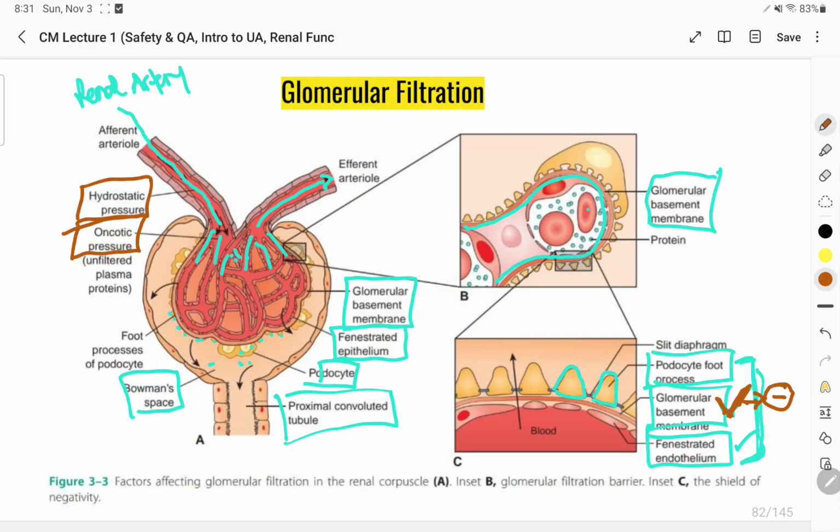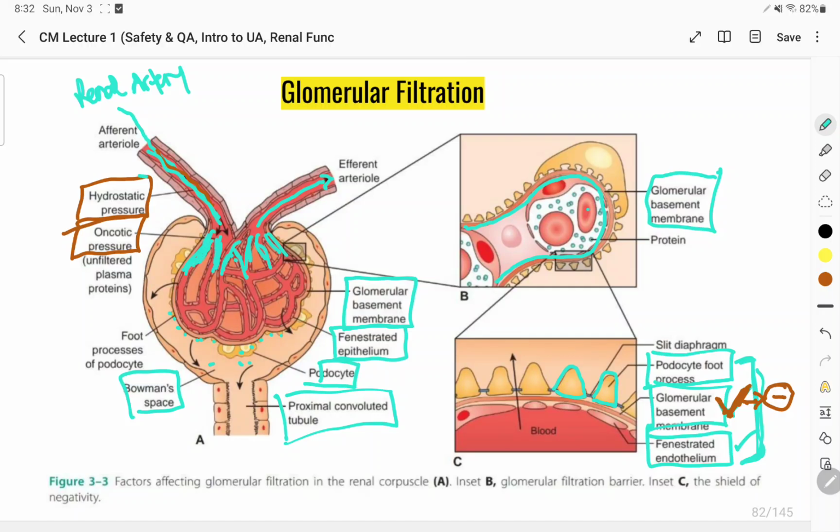So again, there are two forces. Hydrostatic pressure wants to push out any fluid or substances. And another opposing pressure, known as oncotic pressure, wants to keep the fluid or any substances inside. So what happens here in our afferent arteriole? The blood passes here. Hydrostatic pressure wants to push it out, so the blood should go out. If there were no hydrostatic pressure, the blood would not be filtered, right? The waste would not be filtered. So there must be a pressure that pushes them out.